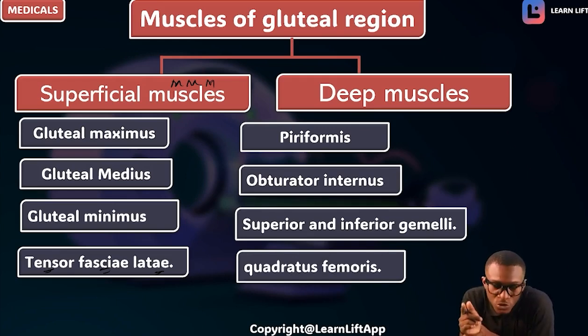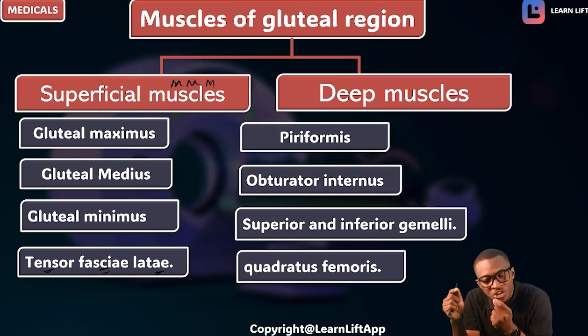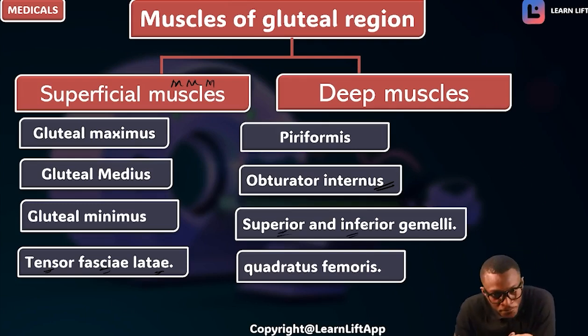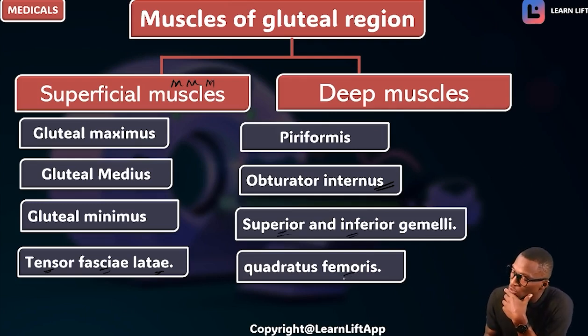Everybody, what are the deep muscles of the gluteal region? The piriformis muscle, obturator internus, superior and inferior gemini, and the quadratus femoris. Take note that it is the obturator internus that divides this gemini muscle into two, so that we have a superior and inferior. I'm going to show you.